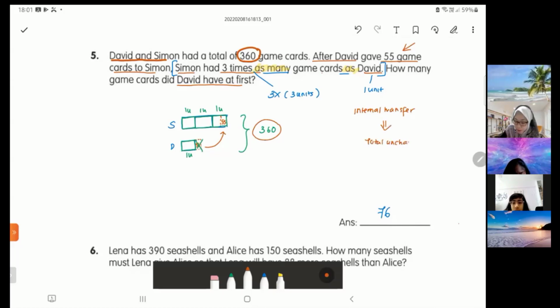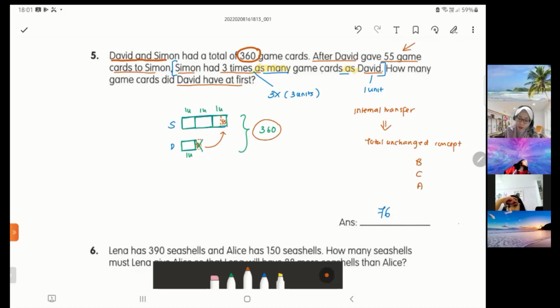Okay. Total unchanged concept. Usually I will teach this via BCA, before-change-after, but I know you all are very familiar with model. We stick to model first. Then we are going to slowly transit to the BCA method. The BCA method later, maybe by term 2 or term 3.